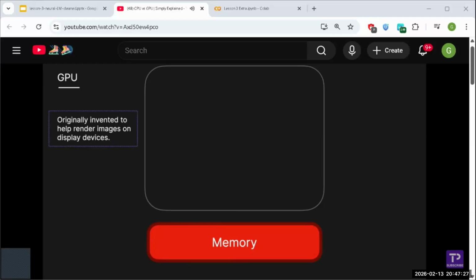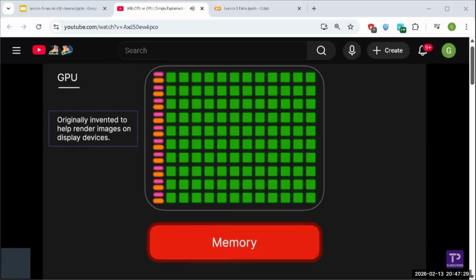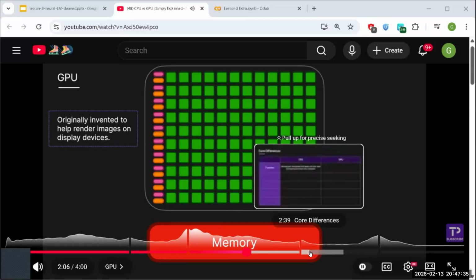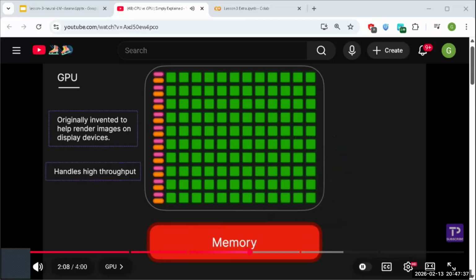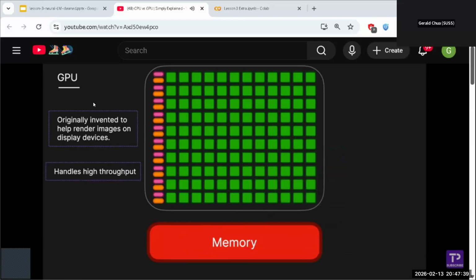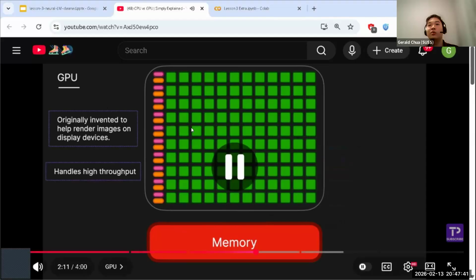And that's where GPUs, graphics processing units, as the name suggests, were originally invented to help render images on display devices. Mechanically, a GPU is similar to a CPU in that it is made up of many of the same components, such as the ALU, the control unit, and the cache. A GPU can handle very high throughput, and this is due to the enormous amount of ALUs.